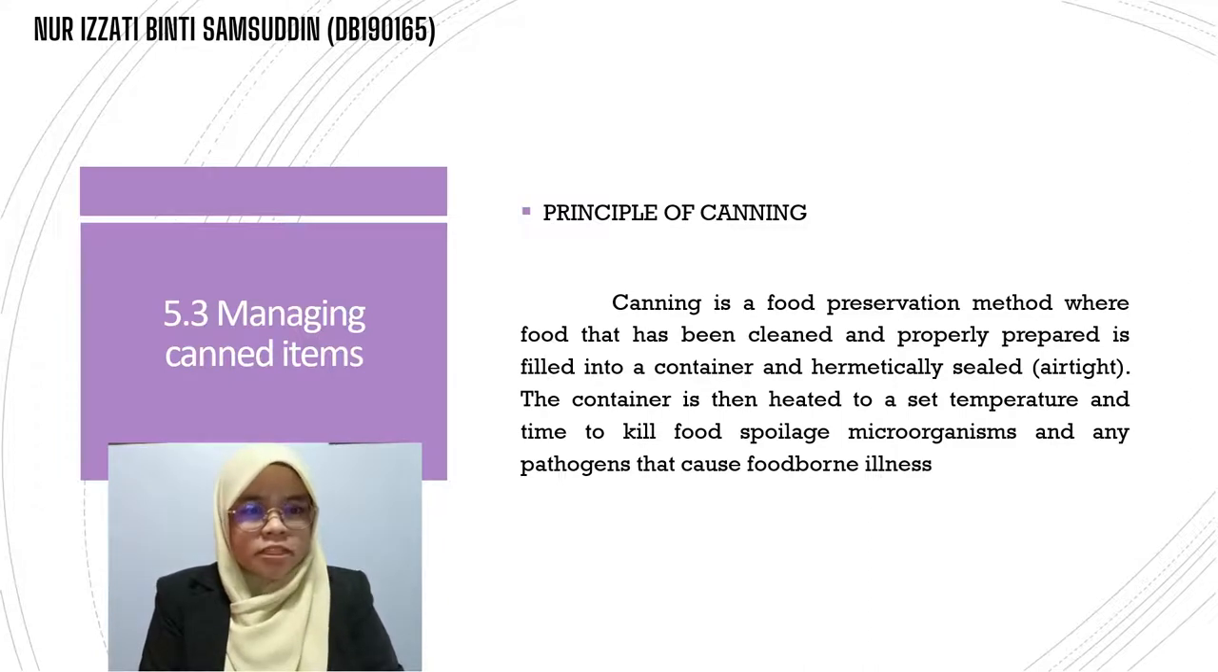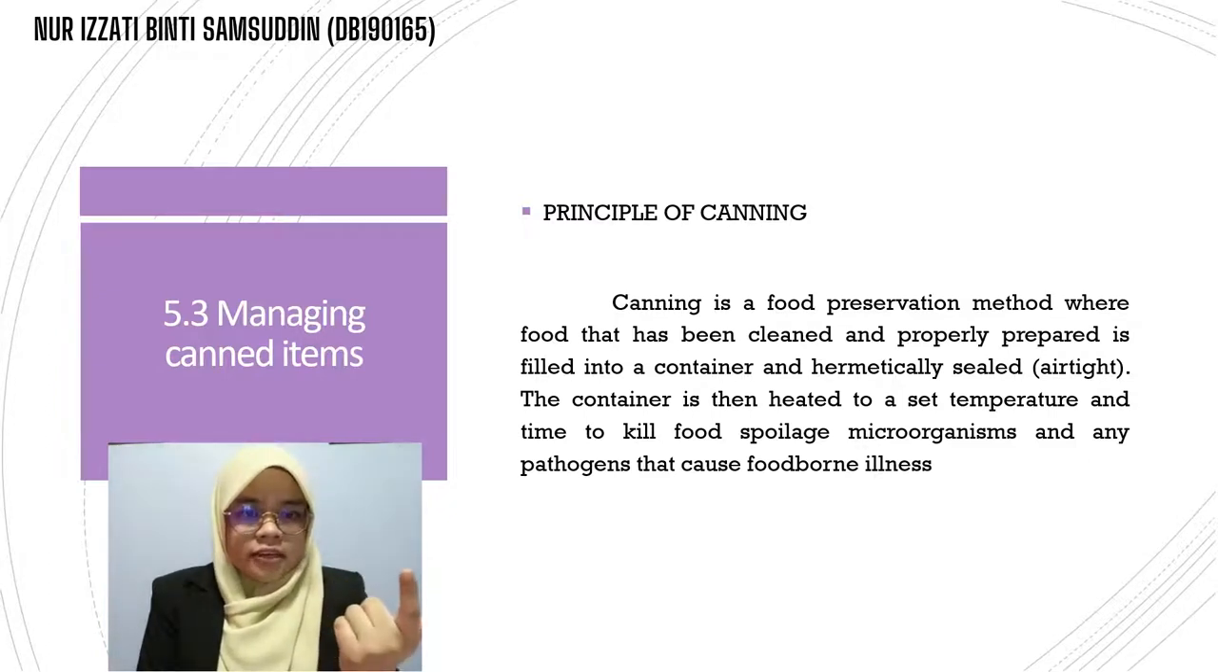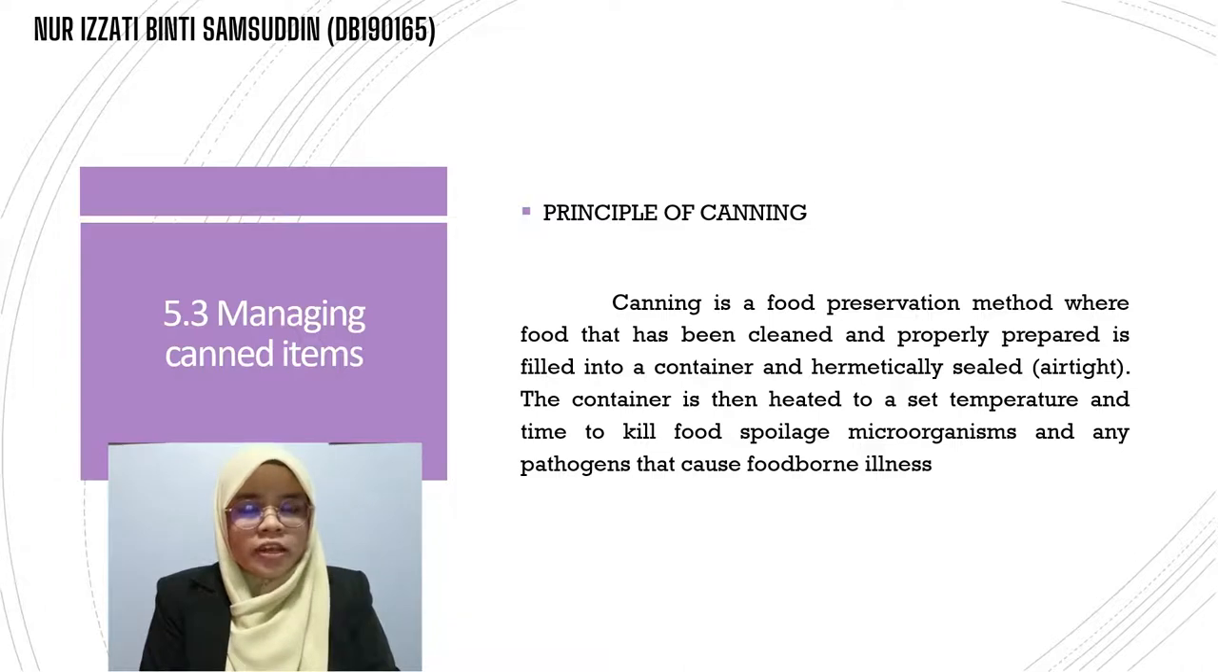The principle of canning is a food preservation method where food that has been cleaned and properly prepared is filled into a container and hermetically sealed. The container is then heated to a set temperature and time to kill food spoilage microorganisms and any pathogen that causes foodborne illness. The airtight seal is necessary to prevent recontamination of the product after it is heat sterilized. Canned foods that are properly processed can be kept for an indefinite period of time. Metal cans, glass jars, flexible pouches, and rigid trays are the major types of container used for canning.